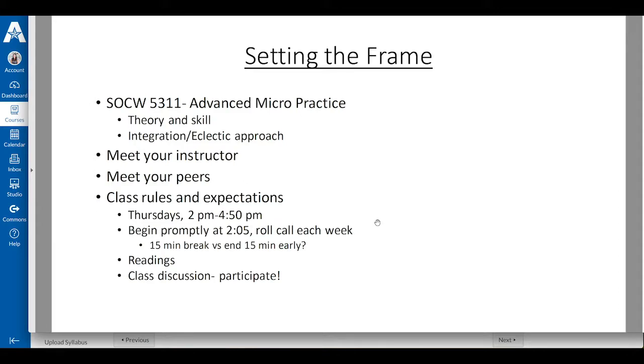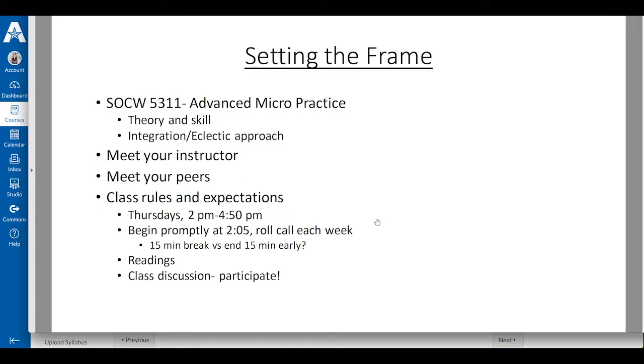In terms of our rules and expectations, we're meeting on Thursdays 2 to 4:50. We're going to begin promptly at 2:05 because I understand that there's traffic and things come up. At the stroke of 2:05, I'll be starting roll call each week. And a question that I have for you, that you're welcome to either post in your discussion question, or we can talk about more next week, or both: would you prefer a 15-minute break in the middle of this lecture, or would you prefer to end 15 minutes early? That would mean ending at 4:35.